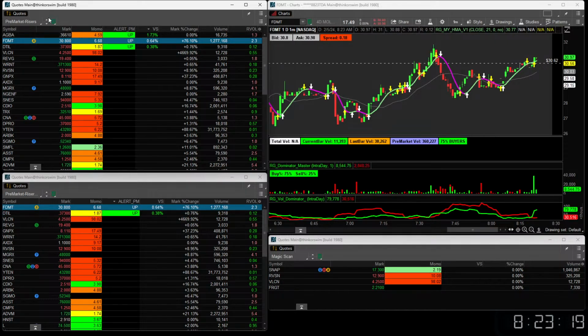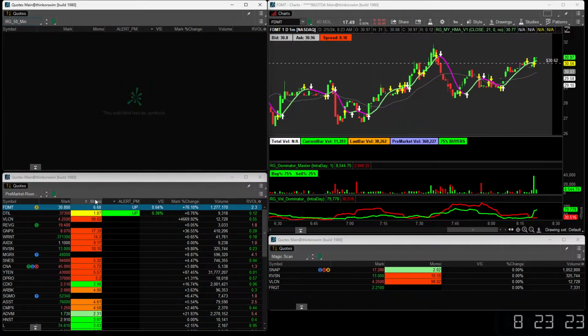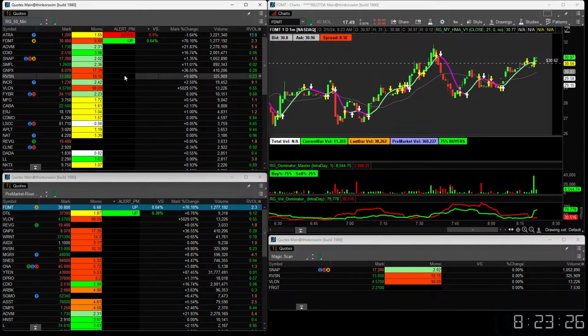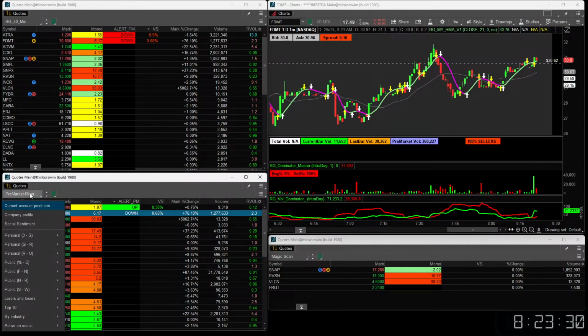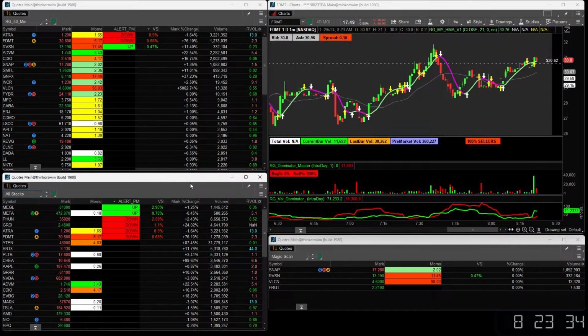All right, I'm going to change the scans over. We're going to move over to the 50-minute scanner here. Down here, let's do the all stock so we don't miss any. We'll leave Magic Scan over here.